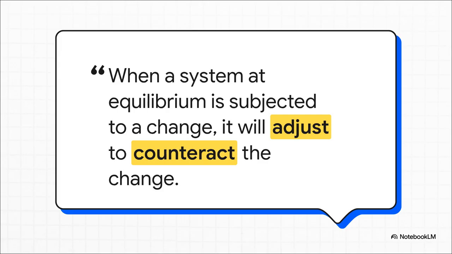Just think of a system at equilibrium like a person walking a tightrope. If you suddenly push them to the left, what do they do? They immediately lean to the right to get their balance back. Chemical systems do the exact same thing. They will always fight back against any change or stress you throw at them.